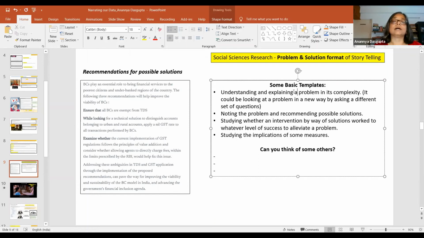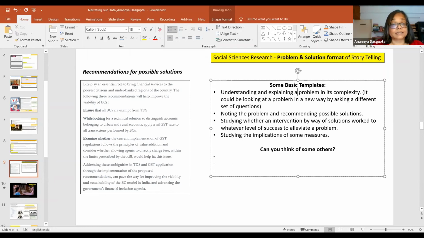So that's more, looking at perhaps what a study might have done in terms of studying solutions and problems, and thinking about implications, thinking about consequences, and speculating, perhaps even going in a speculative direction, in an abstract direction, and using that to think about the problem in another way. So these are some formats of the problem and solution format of storytelling, as I'm calling it.